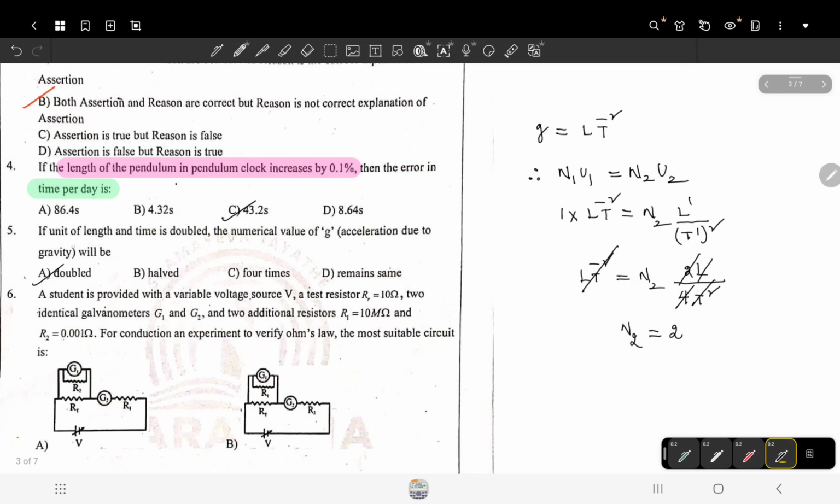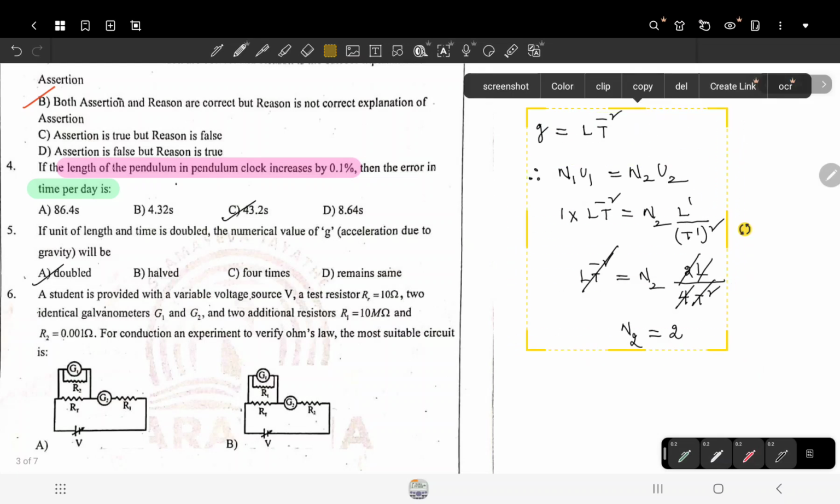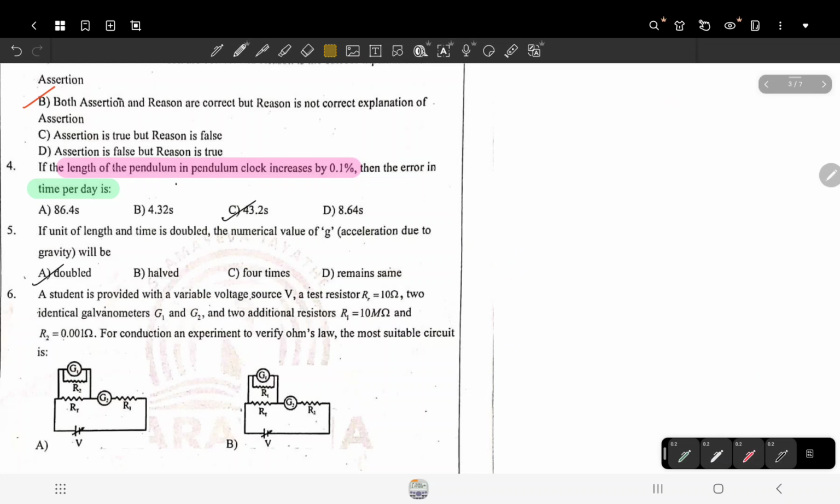So that is the answer for the fifth one. That's the answer for the fifth question.